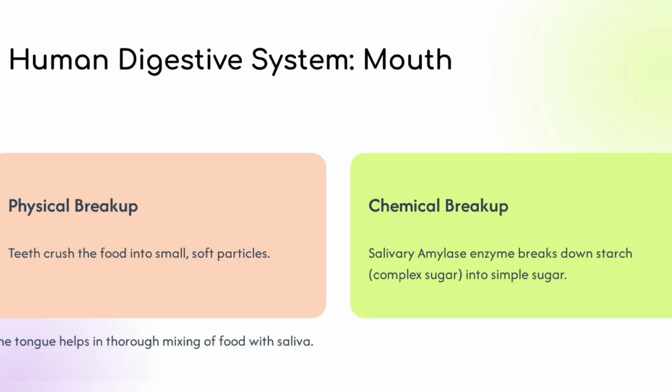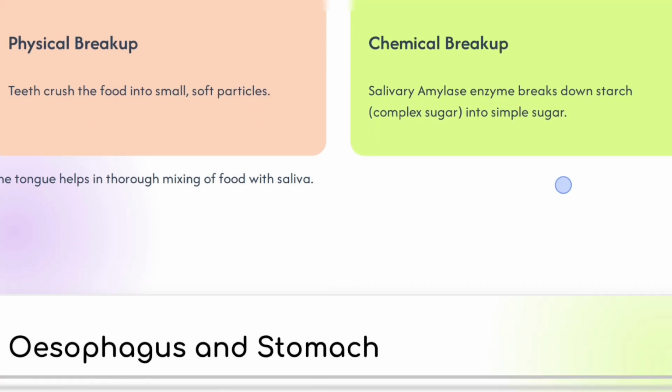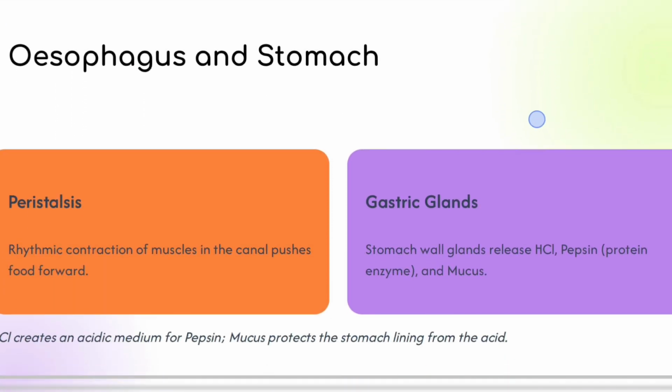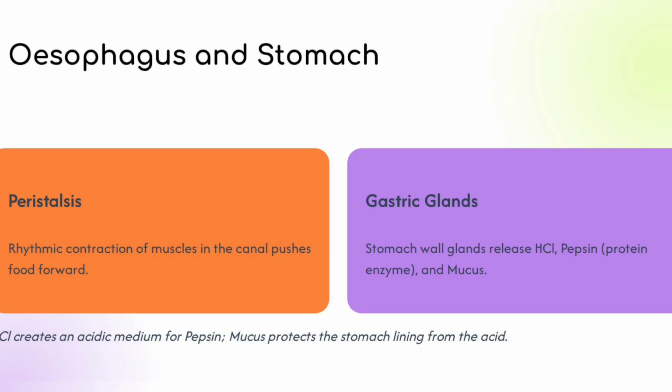The mouth is the first step of the long digestive journey. In physical breakup, teeth crush the food into small soft particles, and in chemical breakup, salivary amylase enzyme breaks down starch, meaning complex sugar, into simple sugar. After the mouth, food goes to the esophagus, meaning food pipe.